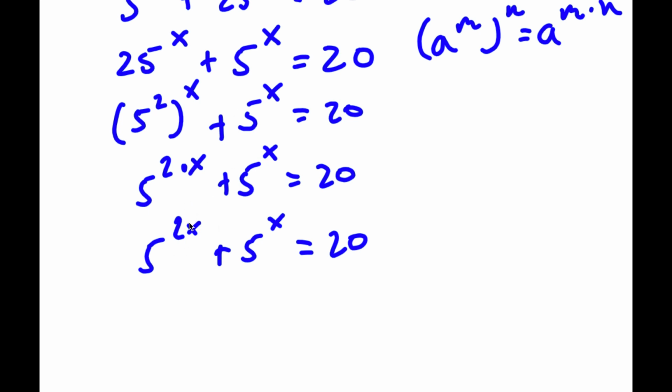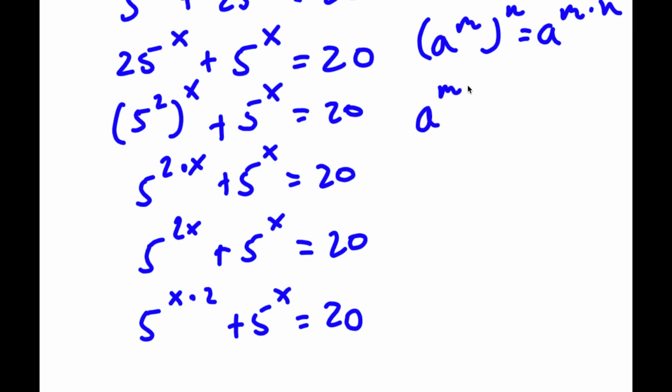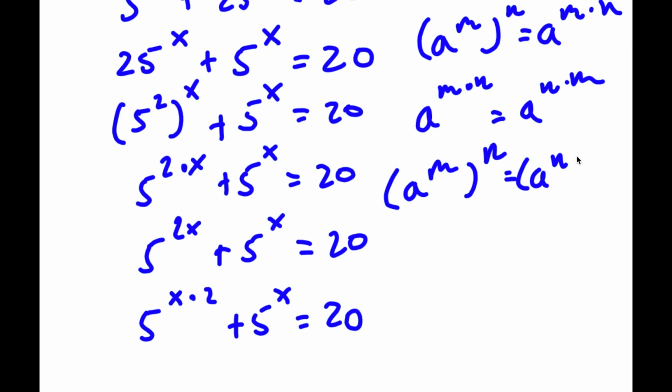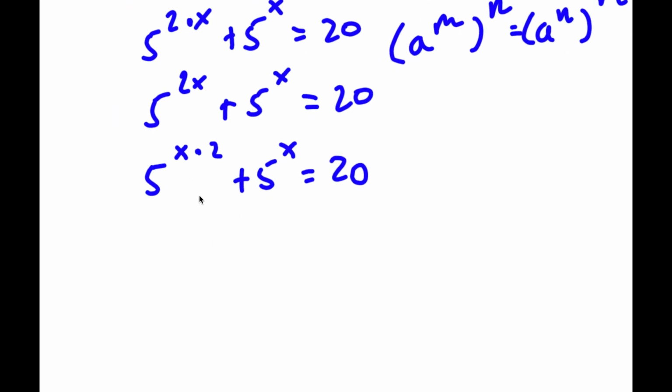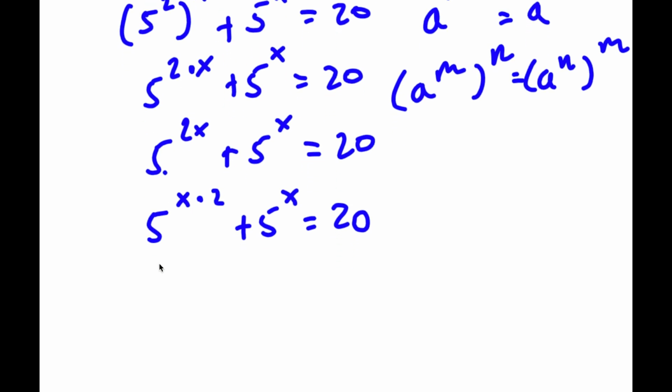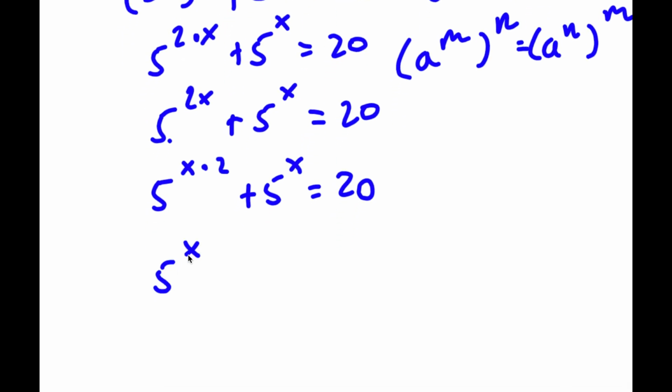Now I'm going to switch the order of these two. So now I'm going to rewrite this as 5 to the power of x times 2 plus 5 to the power of x is equal to 20. And if I have something in the form a to the power of m times n, this is the same thing as a to the power of n times m, right? Then this must mean that a to the power of m to the power of n is equal to a to the power of n to the power of m. So this means that 5 to the power of 2 to the power of x would equal 5 to the power of x to the power of 2.